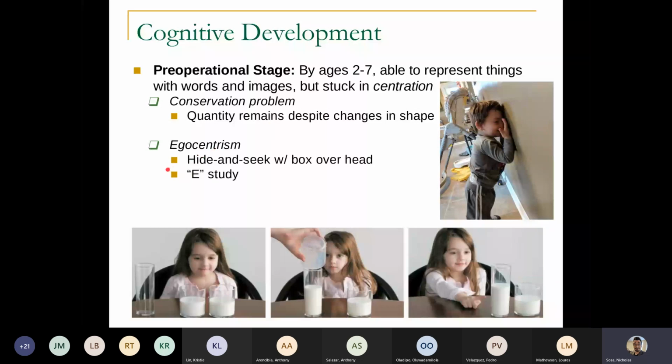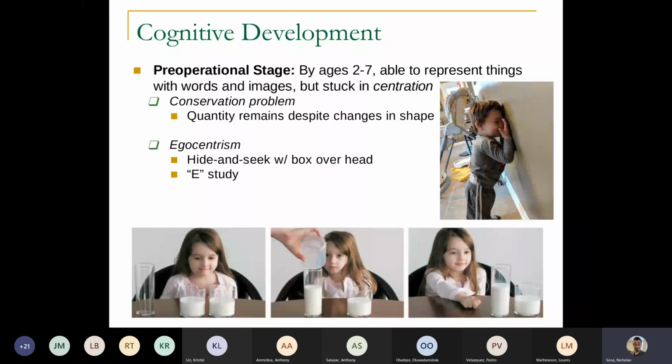So in one study now known as the E study, small children in the preoperational stage come into the lab and are asked to draw an E on an index card in such a manner that if they tape that index card to their foreheads, other people will be able to read it. However, what we find is that children in the preoperational stage will draw that E on the index card in such a manner that they can read it when they look at it, but when they tape it on their foreheads, it's backwards to everybody else who's looking at them, right? Evidence of centration. They're not considering somebody else's perspective when trying to solve this problem, okay?